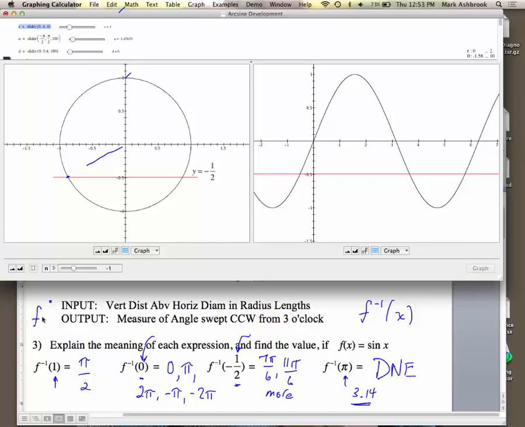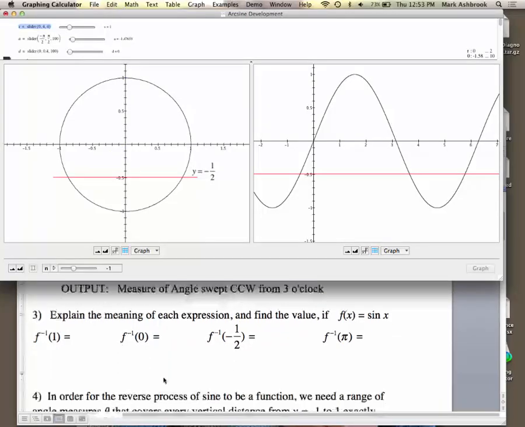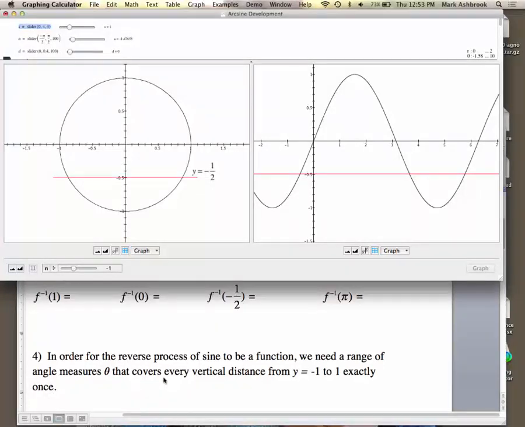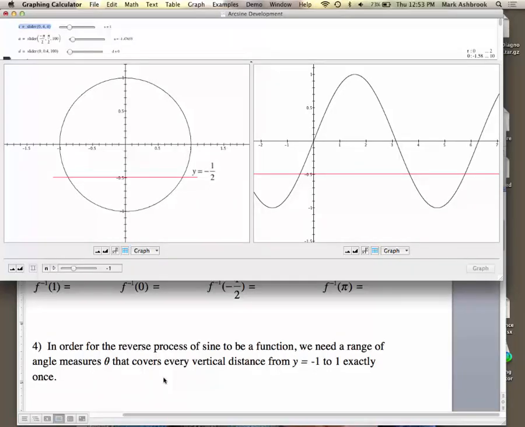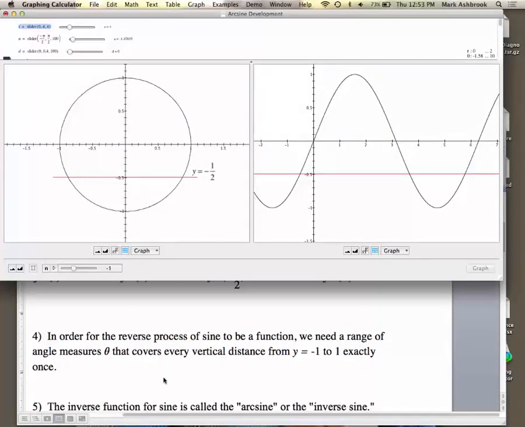So we have to make an adjustment. The reverse process without any conditions on it doesn't work as a function because for any y value that you pick in the circle, there are lots of angles that you'll get as a result. Okay? So what do we do? In order for the reverse process to be a function, we're going to need a range of angle measures that's going to cover every distance from -1 to 1 just once.